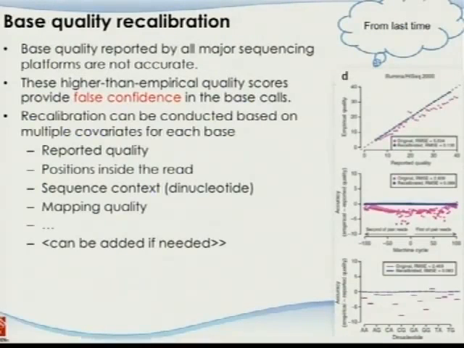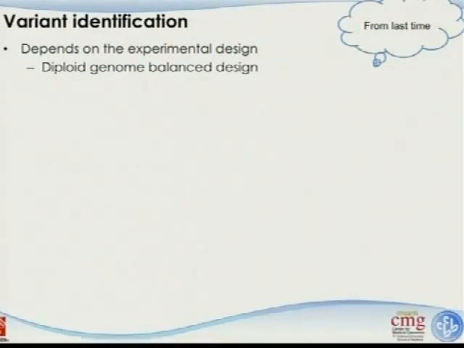Okay, do you still remember that part? We talked about variant identification, which depends on experimental design, so it's not that straightforward. If people tell you, I already sequenced the DNA and identified the variants, you want to know what the experimental design is and what tools they used. So it really depends on the experimental design.